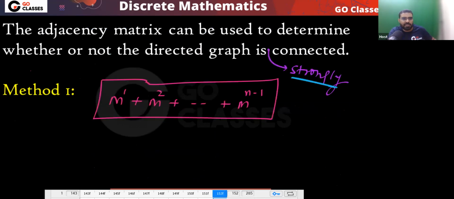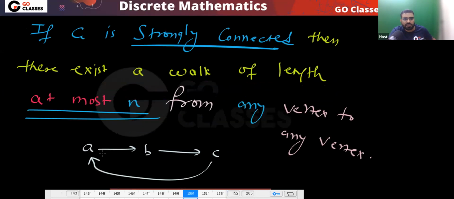So basically, a small change will happen here: go till M power n. Plus M power n. Length 4? No, this is not length 4, this is length 3. Look, 3 vertices are there, and this is the walk of length 3. From A to A, there is a walk of length 3.